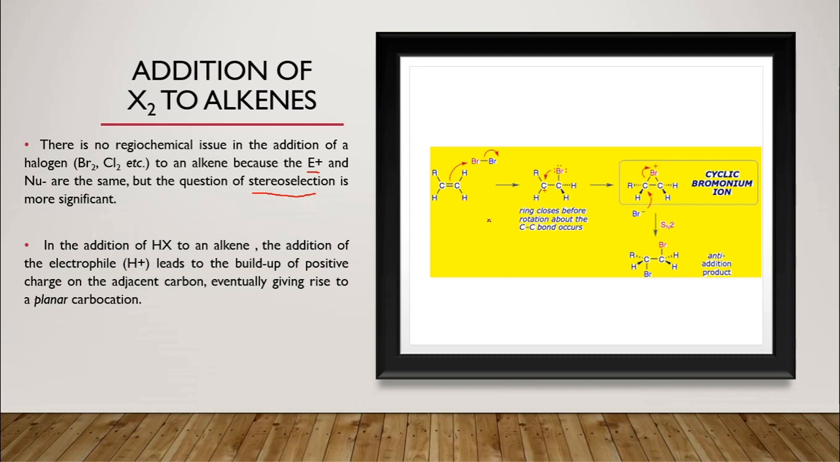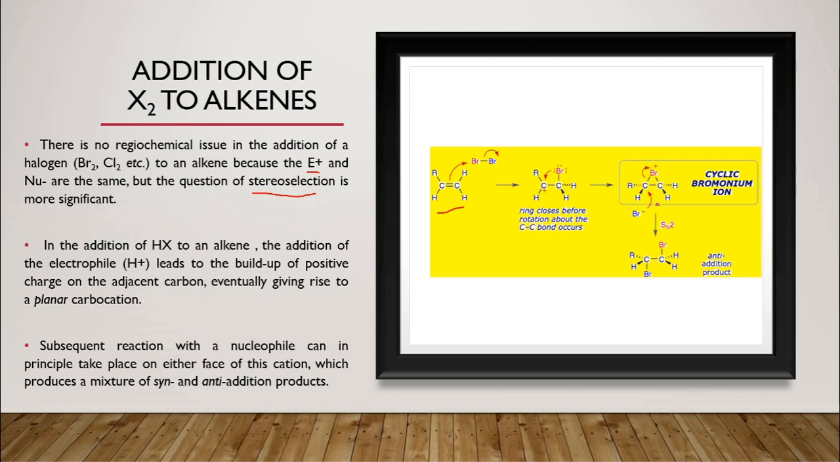Whereas in the addition of HX, a hydrogen halide, to an alkene, the addition of the electrophile leads to the building up of positive charge on the adjacent carbon, eventually giving rise to a planar carbon. In this example, when we try to add a bromine molecule to the carbon-carbon double bond, the first step is the formation of a cyclic bromonium ion. Therefore, the nucleophile attacks the other carbon in an SN2 fashion, giving rise to an anti-addition product.